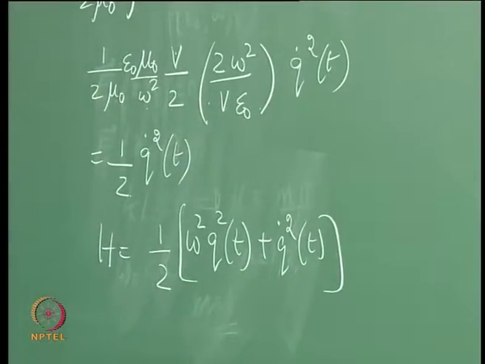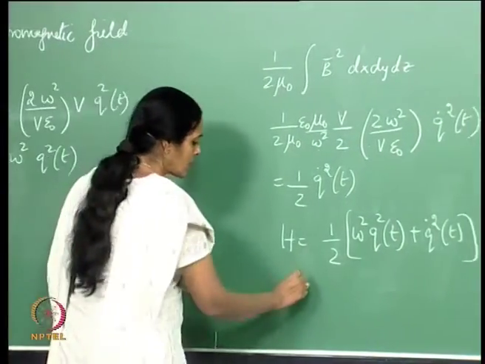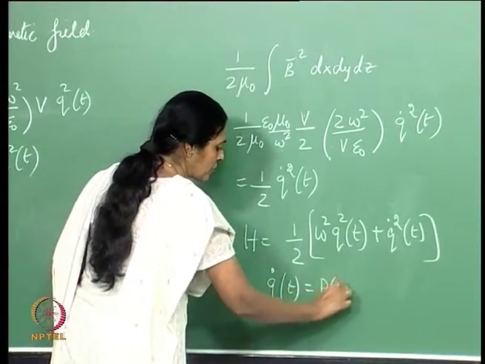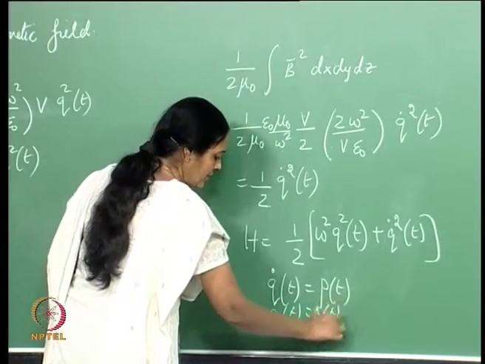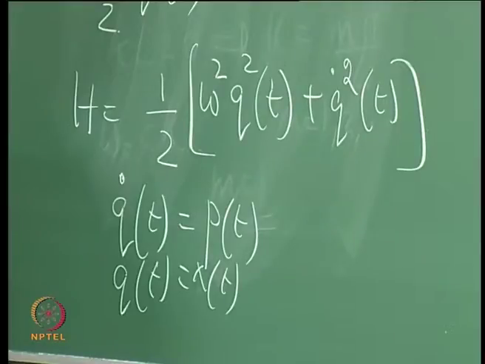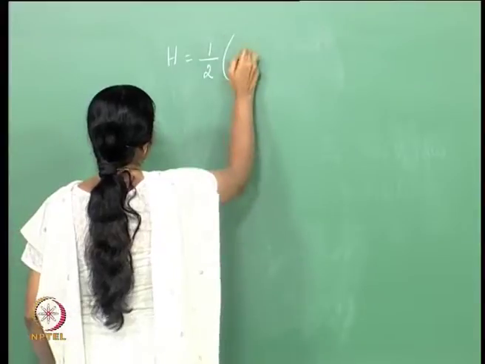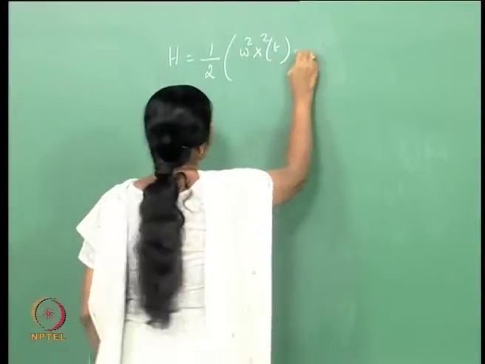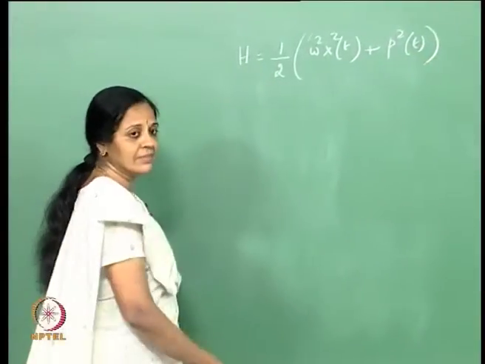And this is how one maps the problem of the electromagnetic field, the quantized electromagnetic field, to the harmonic oscillator, because I will now relabel q dot of t as p of t and q of t as x of t, and I have the Hamiltonian given by half omega squared x squared of t plus p squared of t.